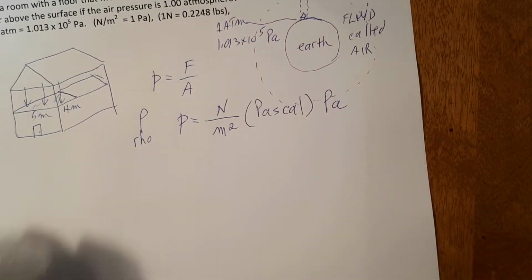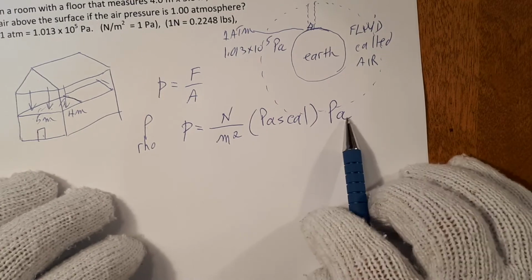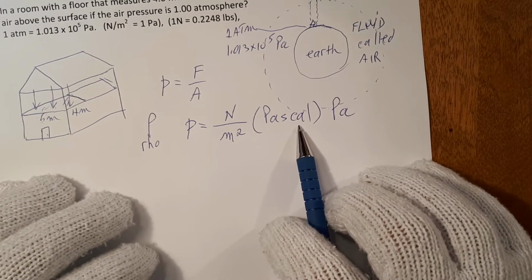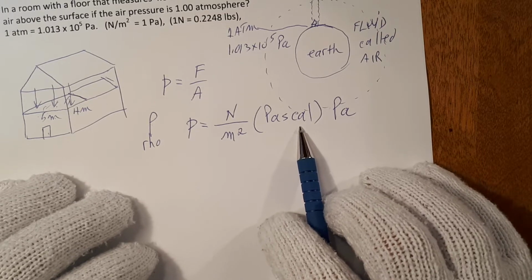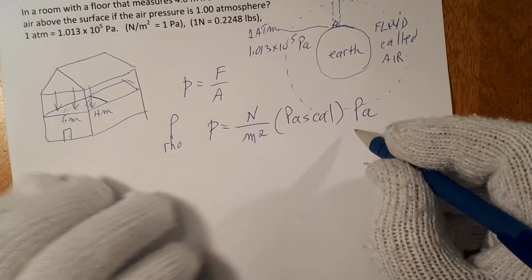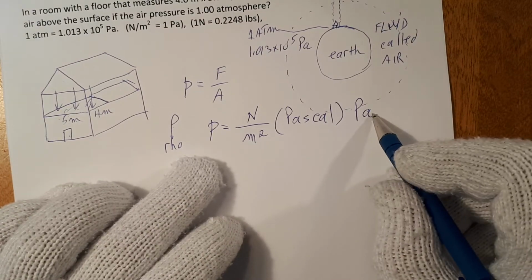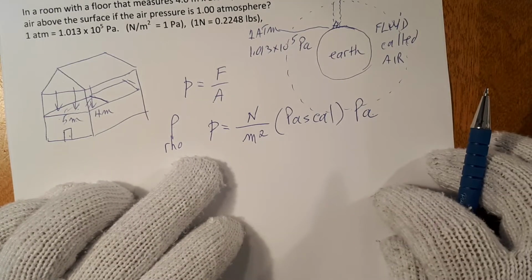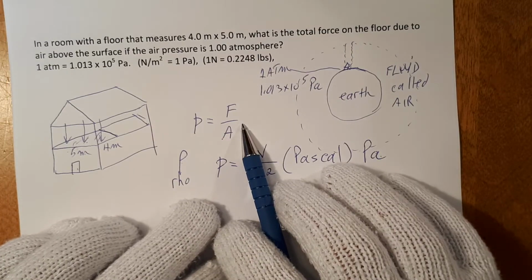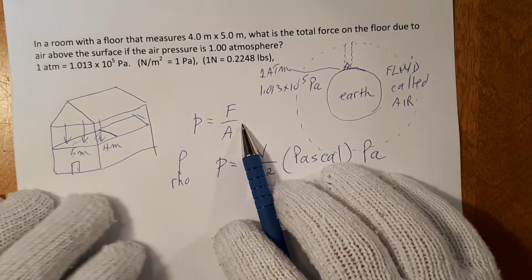So the unit of pressure is named after Blaise Pascal, and I simply pronounce it a Pascal, anglicized here for our purposes. So pressure has the units of a Pascal, or Newton per square meter. And here's the equation. And now let's have a look at our word problem itself.